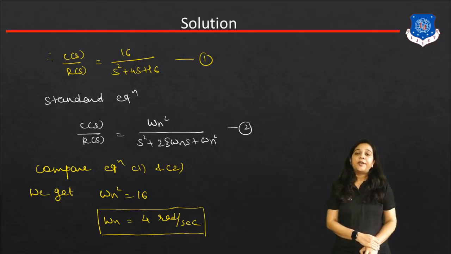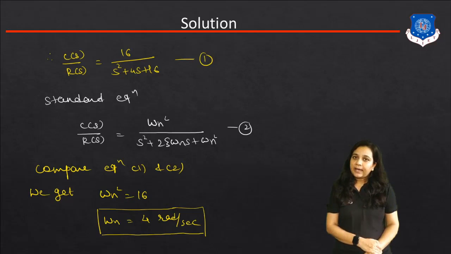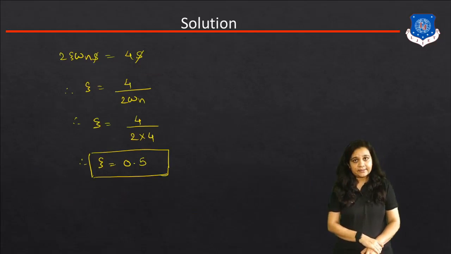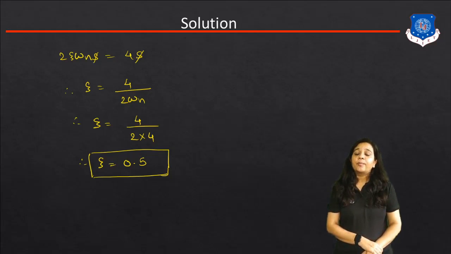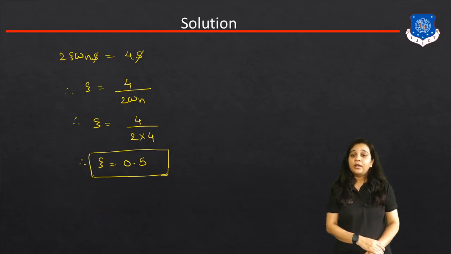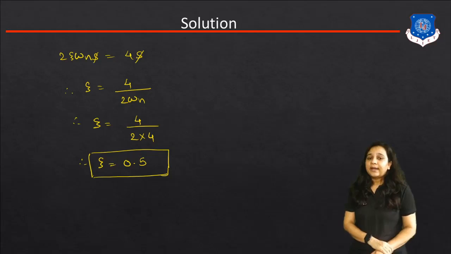So we get natural frequency omega n, that is equal to 4 radian per second. Now for zeta, we have to compare these two terms: 2 zeta omega n s, that is equal to 4s. s is cancelled out. So we get zeta is equal to 4 upon 2 omega n. So zeta is equal to 4 upon 2 into 4, because omega n is equal to 4 radian per second. 4 is cancelled out and we get zeta is equal to 0.5.